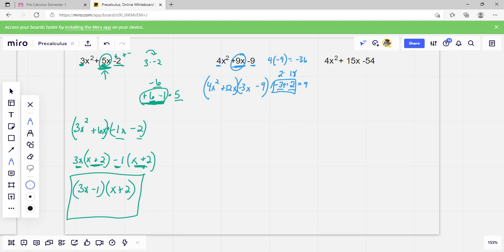Right here I'm going to pull out my factors. Both of those have an x, and both are divisible by 4. So 4x is what I'm pulling out. If I pull 4x out of 4x squared, I'm going to be left with 1x. If I pull 4x out of 12x, I'm going to have positive 3, because 3 times 4 is 12.